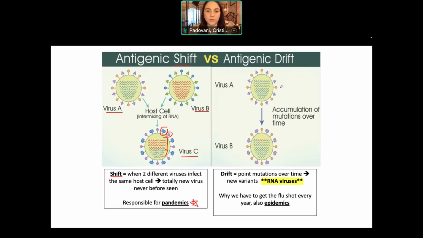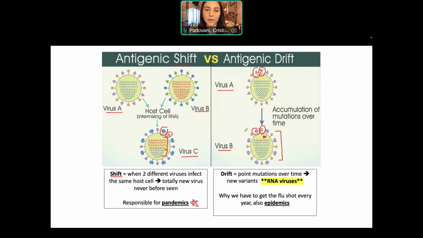This is just point mutations over time. So we have virus A, and then over time, since it's an RNA virus, with no proofreading, just random mutations, it turns into virus B, which is, again, kind of confusing. This is just a variant of virus A. But what you'll notice is it's still kind of similar. So we still have our orange little circle spikes, but now instead of having a purple triangle, we have a purple square.